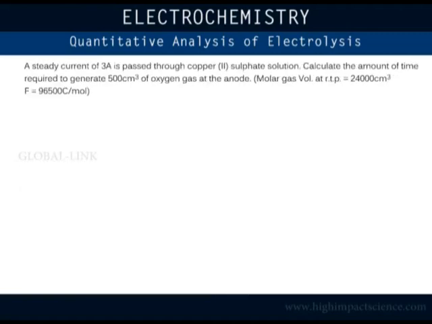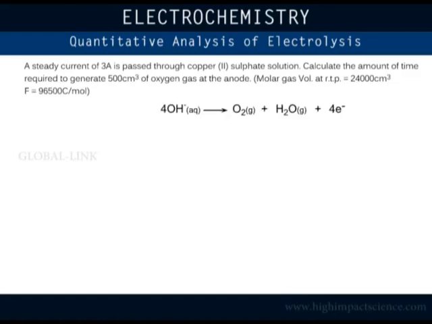Another example. A steady current of 3 amperes is passed through copper 2 sulfate solution. Calculate the amount of time required to generate 500 cubic centimeters of oxygen gas at the anode. The molar gas volume at room temperature and pressure is 24,000 cubic centimeters or 24 liters. The Faraday's constant is 96,500 coulombs per mole.